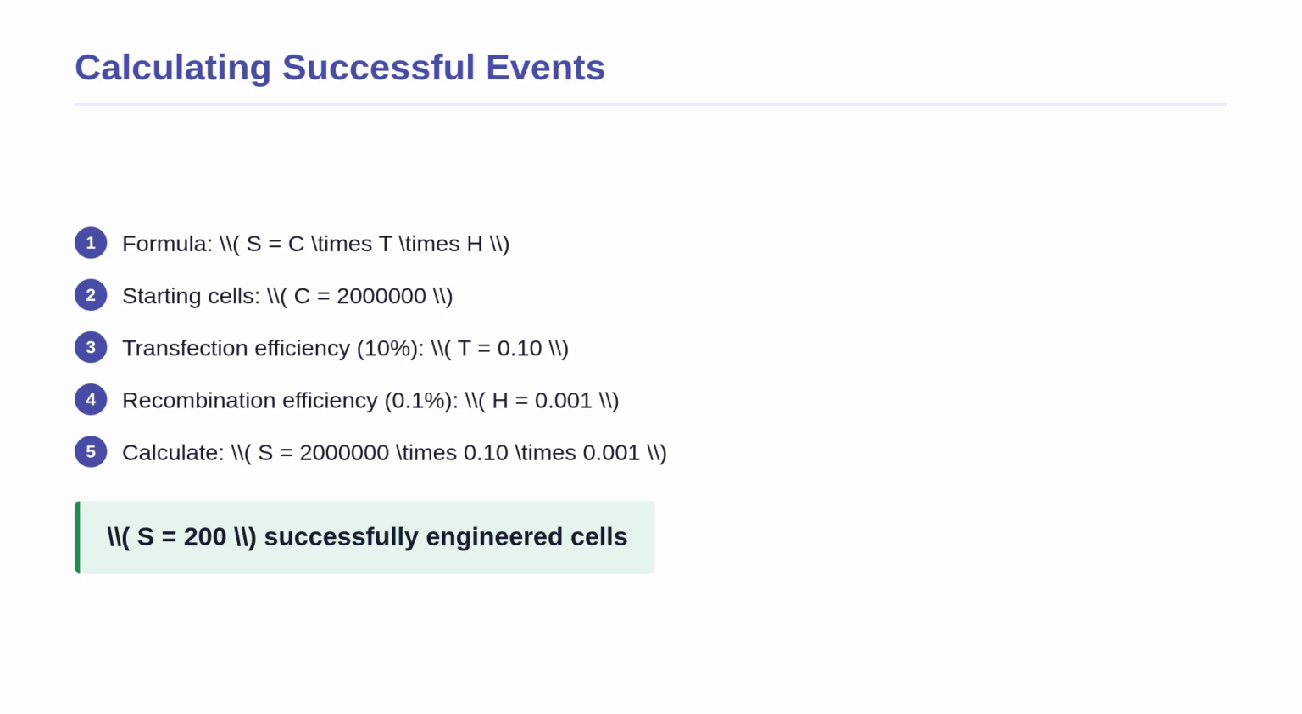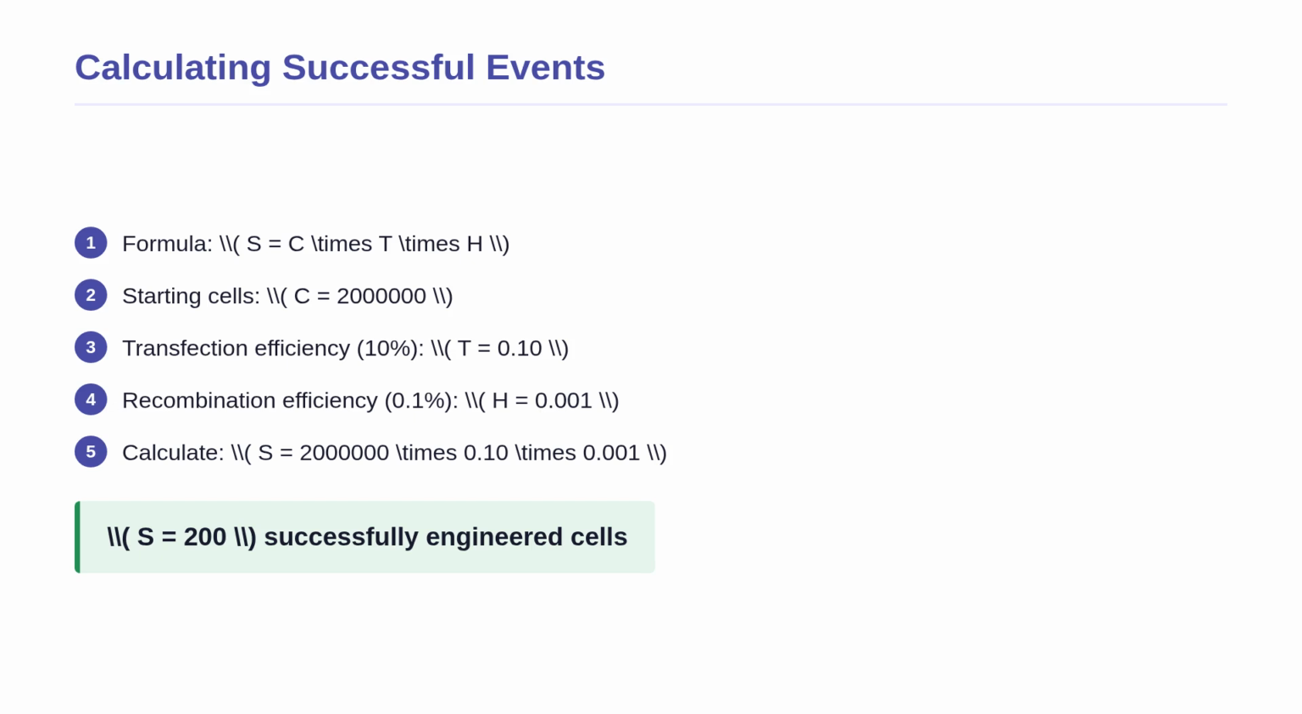Let us apply this formula to a real laboratory scenario. A scientist introduces an artificial DNA vector into 2 million embryonic stem cells. The transfection efficiency is 10%, and the homologous recombination efficiency is 0.1%. We need to calculate the final number of successfully targeted cells. We start with our formula, S equals C times T times H. We substitute C with 2 million.